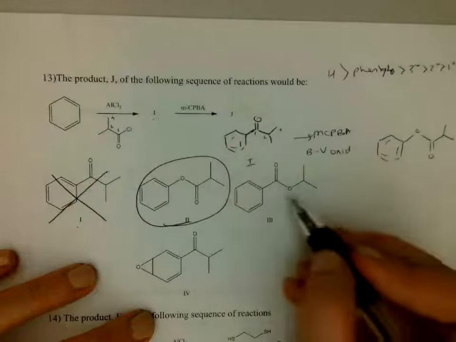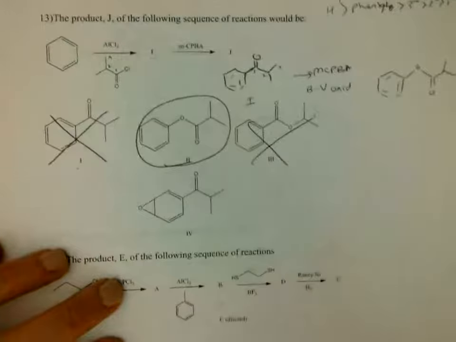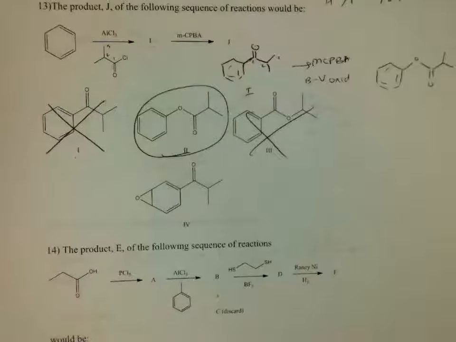This has it inserted on the wrong side, and this turned the benzene into an epoxide, which wouldn't happen because benzene rings don't act like regular old double bonds.